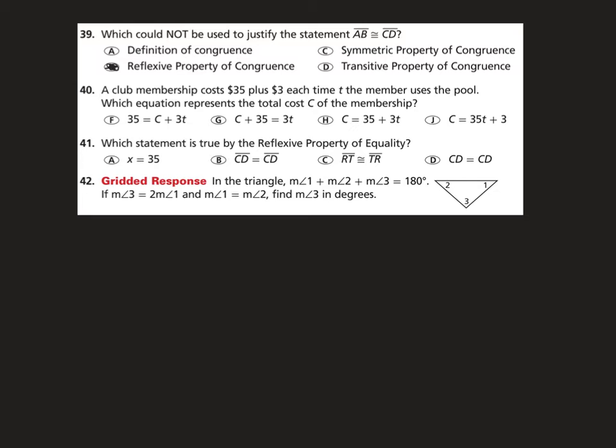Okay, so number 40. A club membership costs $35 plus $3 each time T the member uses the pool. Which equation represents the total cost C of the membership? Okay, so the total cost C would equal 35 plus 3 times T. It's going to have to be this one here.